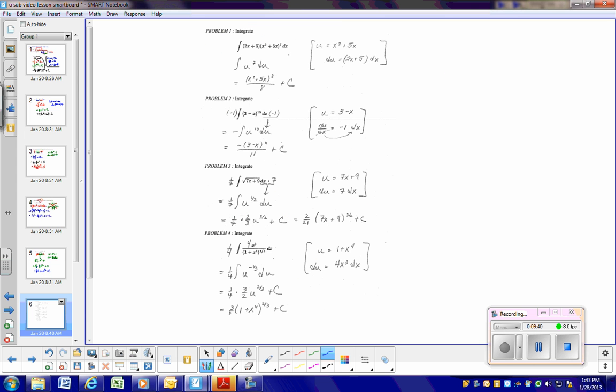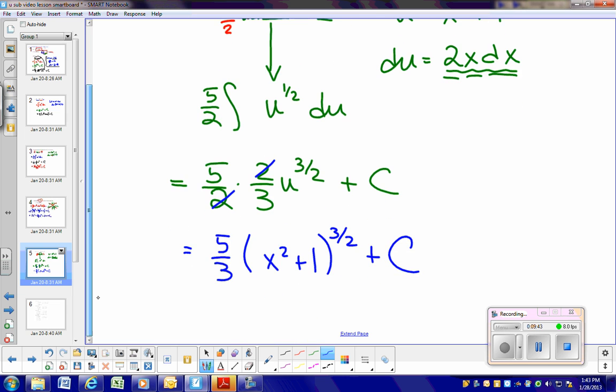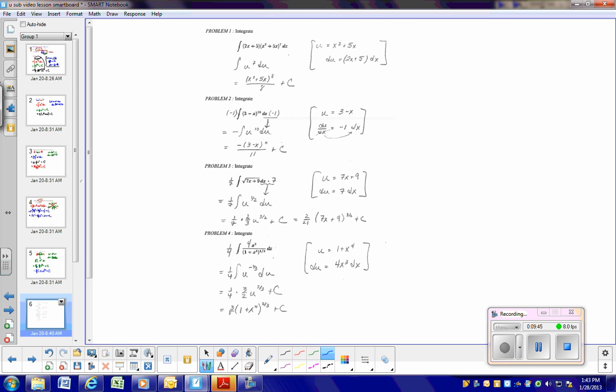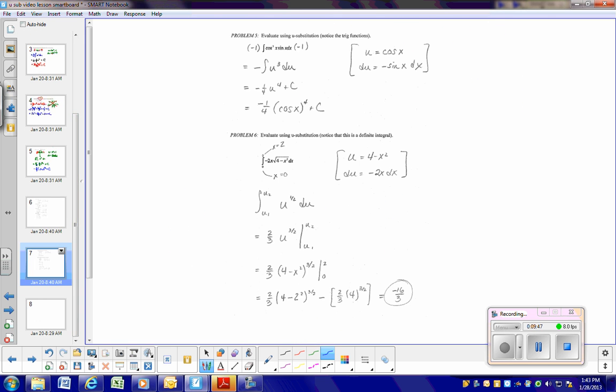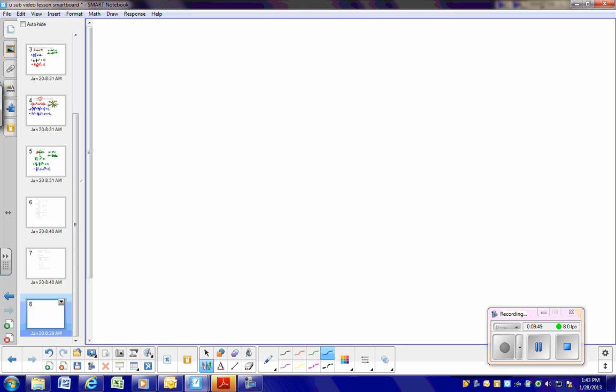We've got one more. Whoops, we don't have one more. I thought we had one more. I think I lost a page. Shoot, that's not even what I wanted. But here's number 6. Here we go.